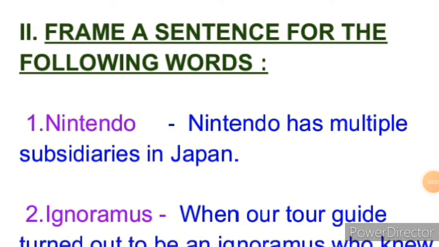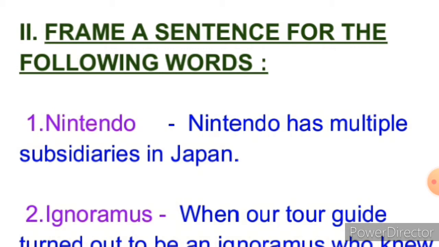Children, now look at the second Roman numeral. Frame a sentence for the following words, that is, for the keywords. Now let's practice a sentence. Look at the first word, Nintendo. Look at the spelling, N-I-N-T-E-N-D-O. Nintendo means a video game. Nintendo means it is a video game. The name Nintendo is commonly assumed to mean leave luck to heaven. But there are no historical records to validate this assumption.